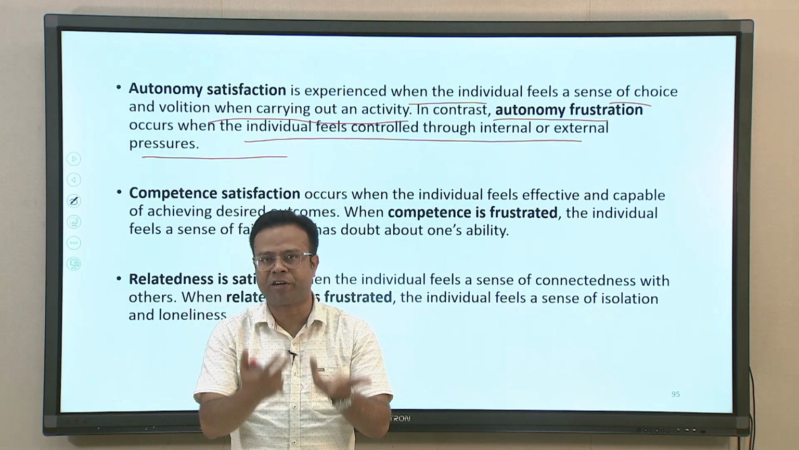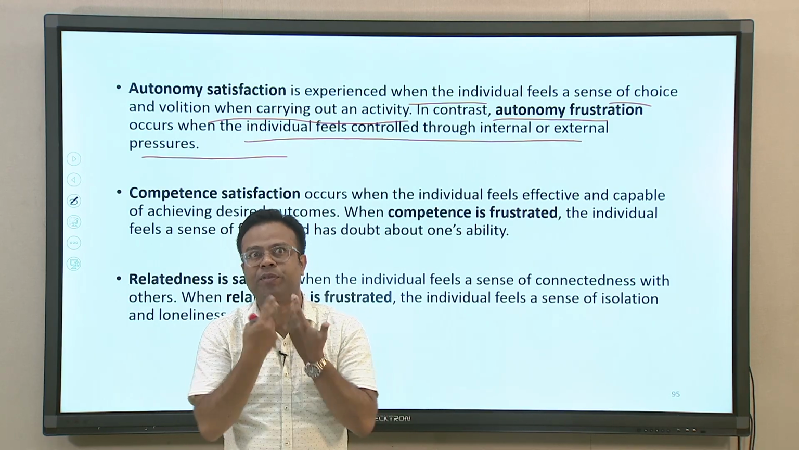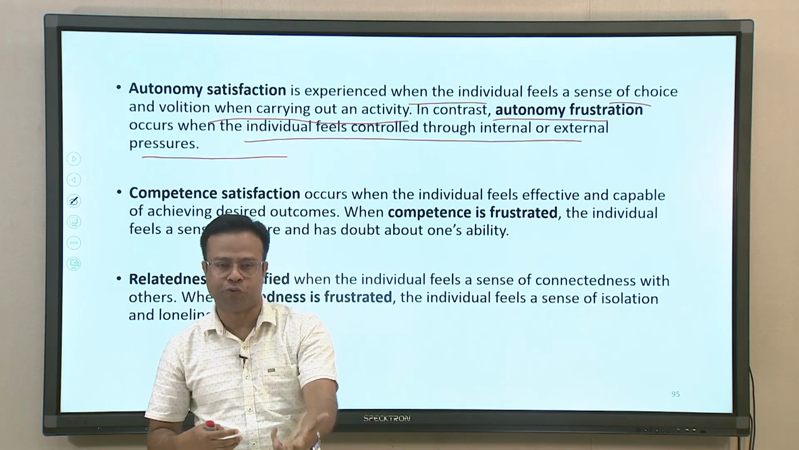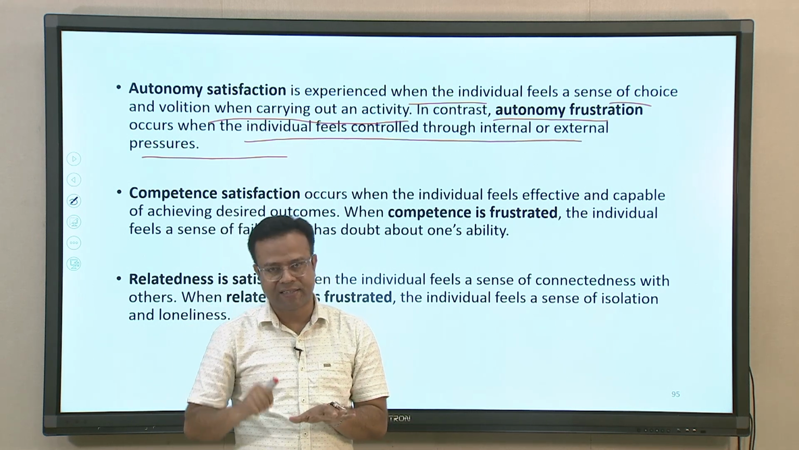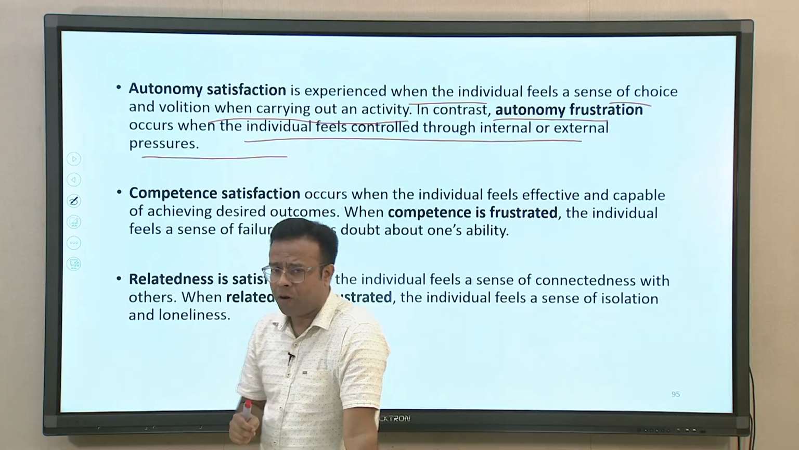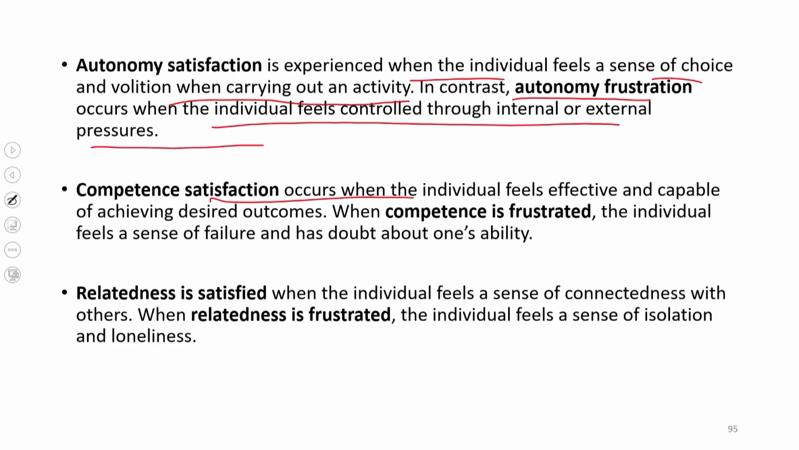Sometimes we also feel pressure because of guilt, or because of a feeling that I need to do something. That is also a kind of pressure, but it is coming from within you. Then your autonomy need is frustrated. So, that is called autonomy satisfaction. Competence satisfaction occurs when an individual feels effective and capable of achieving desired outcomes.